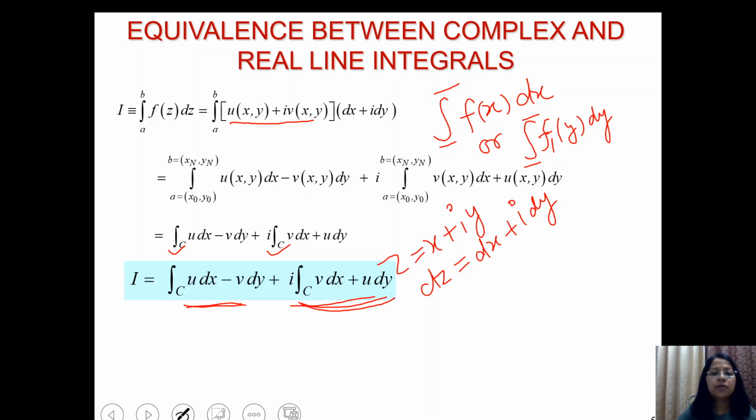Okay, so let's understand this with the help of one example. We can also say this complex line integral is equivalent to two real line integrals on C, because we are dealing with x and y, two variables altogether.